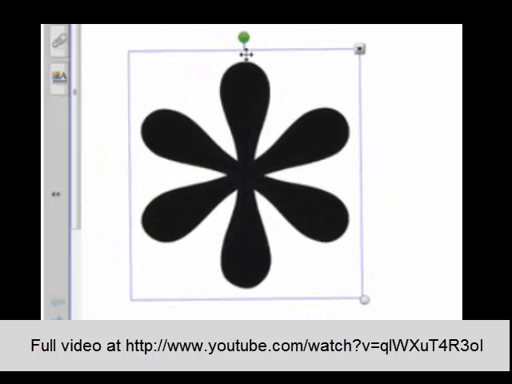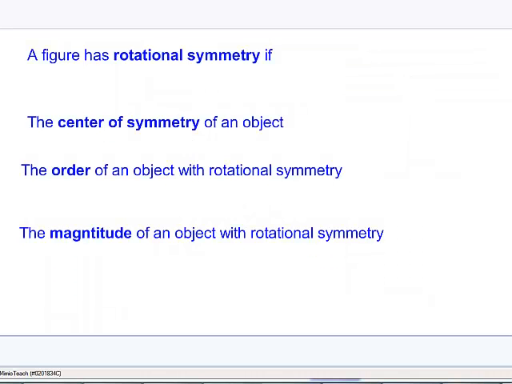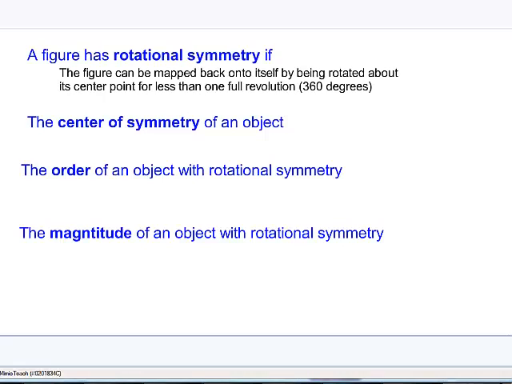So what we saw there was that this image, as we rotated it around, coincided with itself several times. That's a fancy way of saying we rotated it around, and it looked exactly like it did when we started. So let's talk definitions. First of all, a figure has rotational symmetry if the figure can be mapped back onto itself by being rotated about its center point for less than one full revolution, for less than 360 degrees.